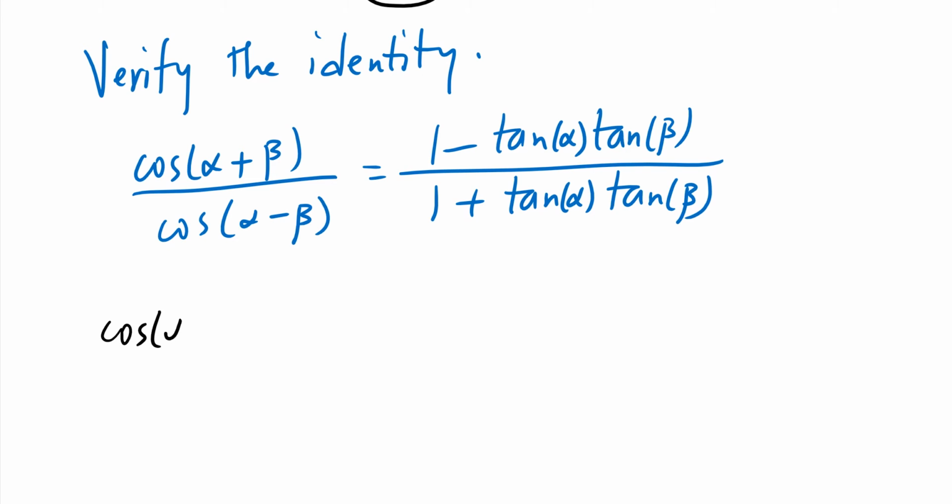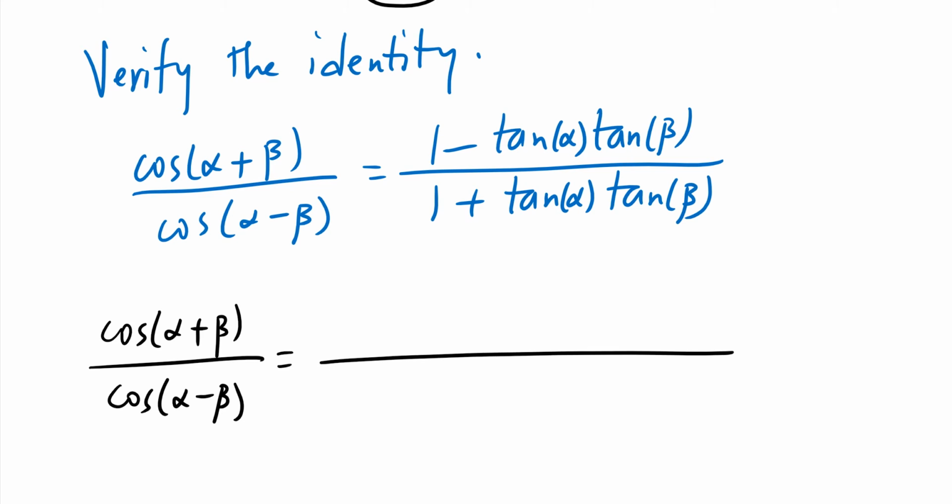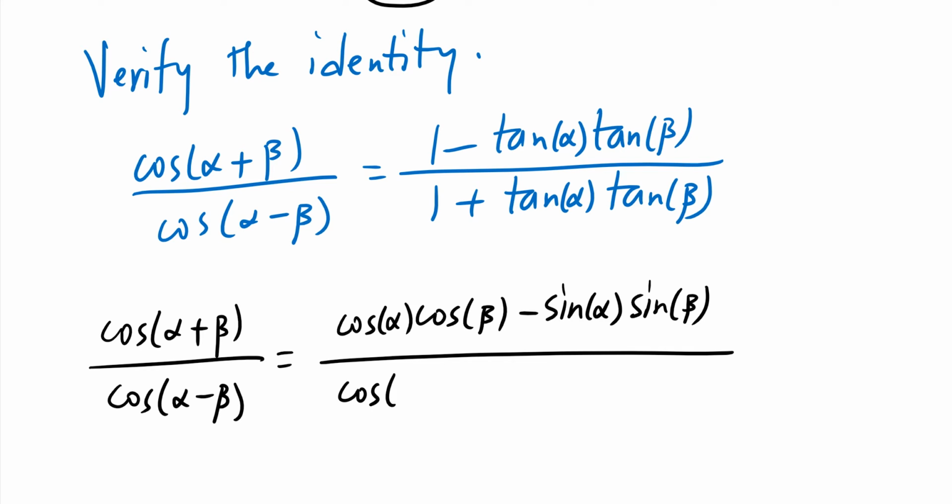I want to start with the left-hand side because I do know formulas for each one of them that we learned today. What is that? This is cosine alpha cosine beta minus sine alpha sine beta. This is the formula we learned today. And this is cosine alpha cosine beta plus sine alpha sine beta.